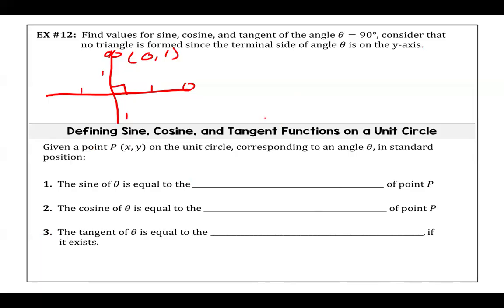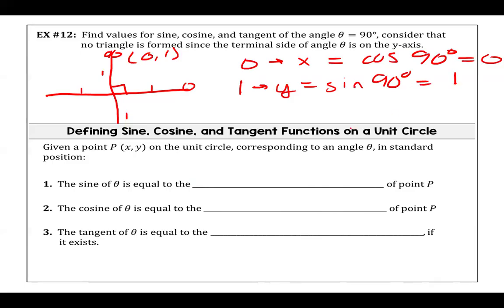Okay, so with 90, we are going backwards. We're finding the x and y to lead us to our sine and cosine. Does that make sense? At 90, we have 0. Well, 0 is our what coordinate? Our x coordinate, and our x coordinate equals our cosine. So the cosine of 90 is 0. Our 1 is our y coordinate, and y equals sine. So the sine of 90 equals 1.